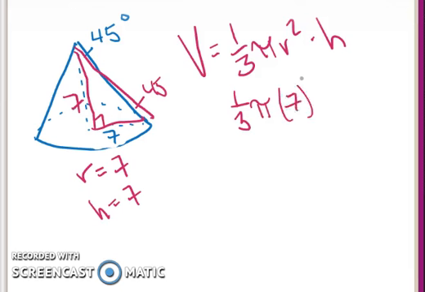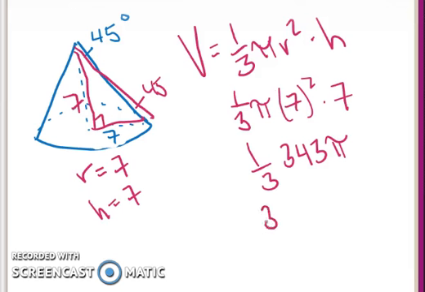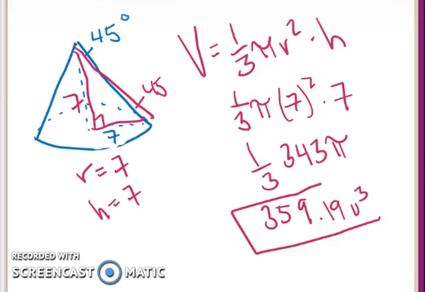Okay, 7 squared times 7. Alright, 7 squared times 7. It's almost like 7 to the third, isn't it? 343 pi. Still got to take 1/3 of it. So divide by 3. Unfortunately, I don't believe that goes in evenly, so I'm just going to evaluate the whole thing, multiply it by pi at the same time. And we're going to go ahead and get 359.19 cubic units. Okay?